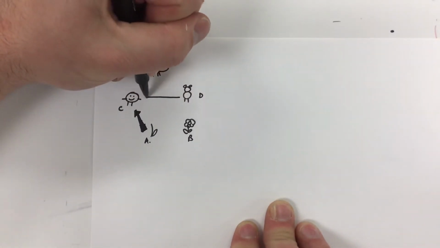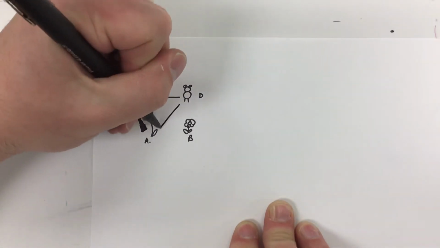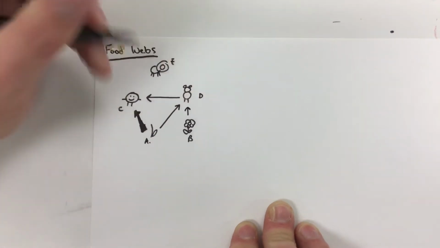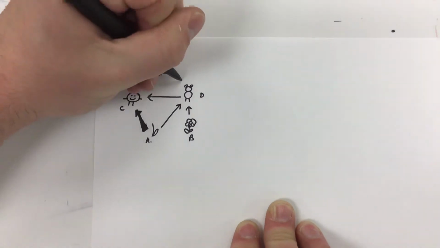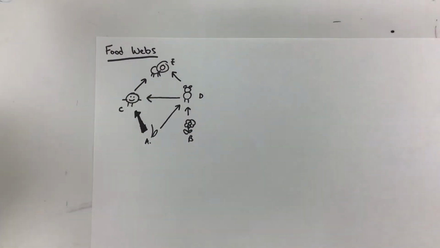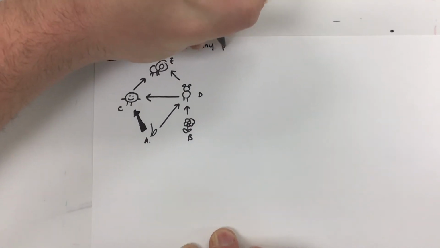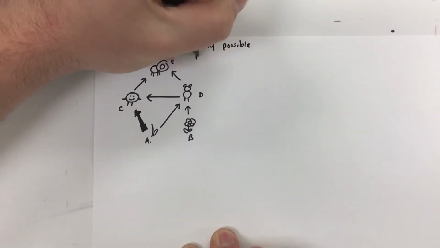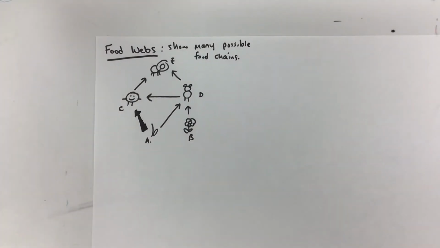And then C also eats D. Okay? D eats A, and D eats B. E eats C and D. So what a food web is, it shows many possible food chains. So example, in this simple food web right here, this one food web, how many food chains are there actually?